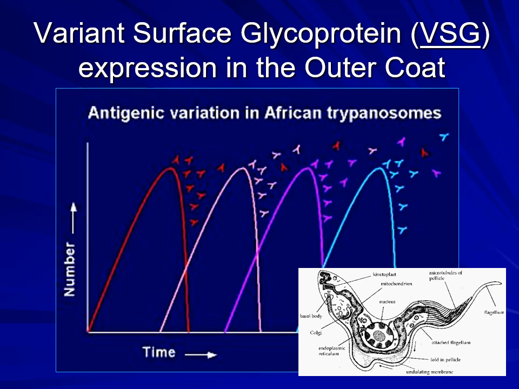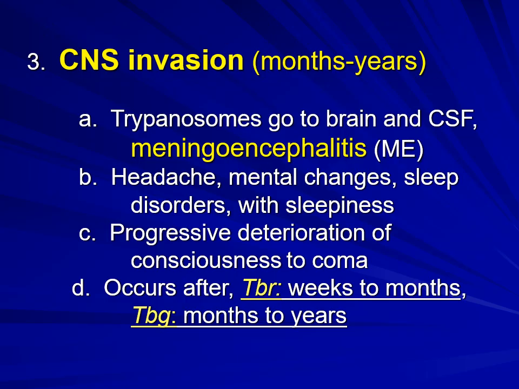That's why you see on this slide those curves in different colors, one after the other. This corresponds exactly to the antigenic variation in African trypanosomiasis, and this is how the parasite evades the immune response and keeps on escaping from it until the time comes and we go into the CNS invasion, and this is the third stage of the infection.